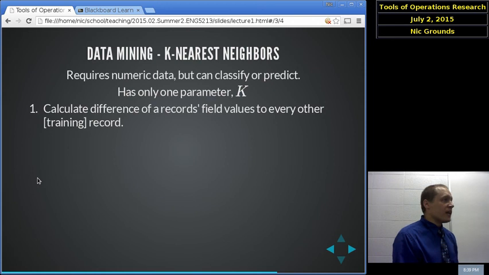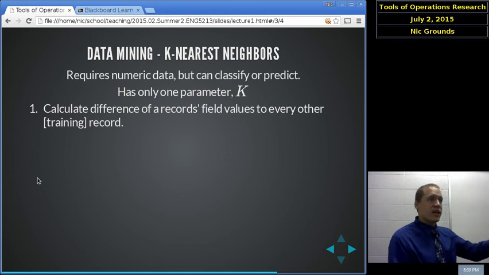In terms of GPA, it could just take the numeric difference. If this record has a GPA of 3.5, I can compute the difference between that and every other record, whether their GPAs are 2 or 4 or 1.5 or 2.8. I can numerically just compute the distance or difference between them. Do that for every field and for every record.